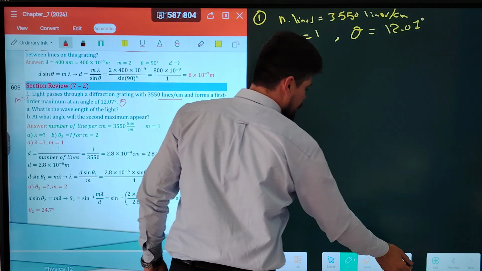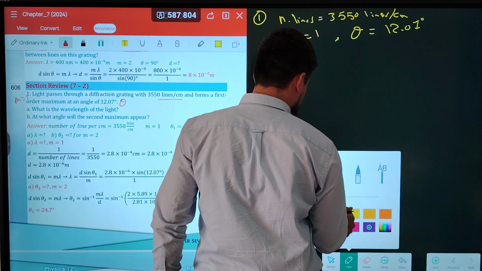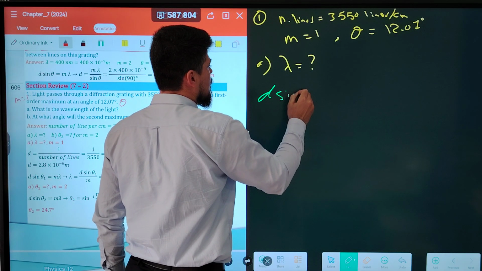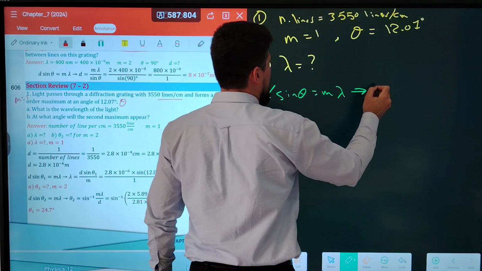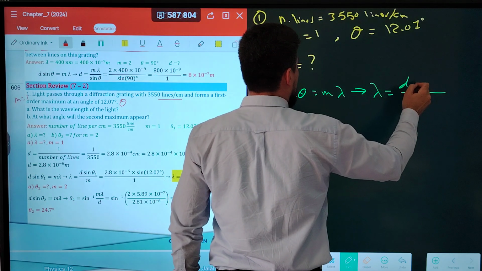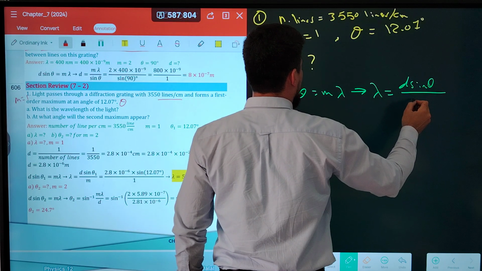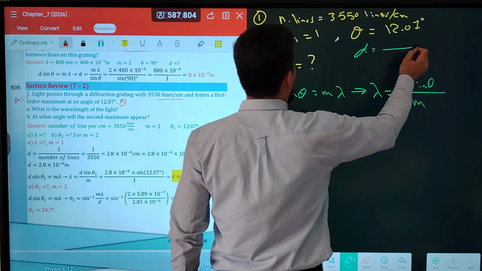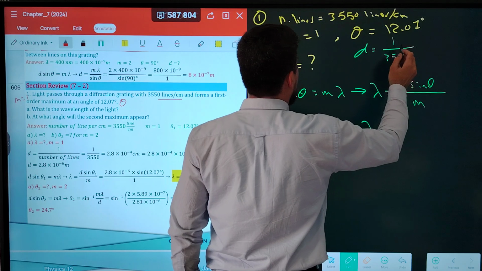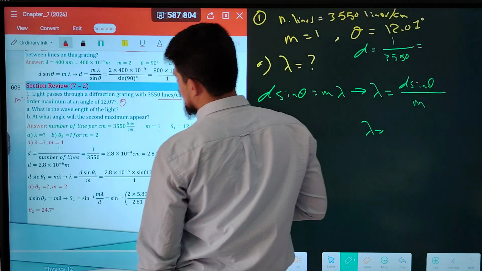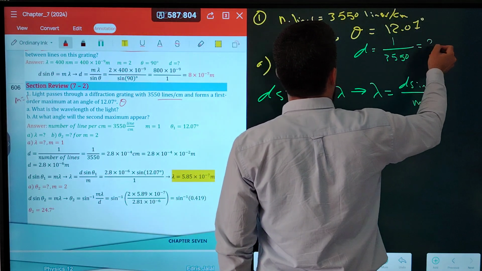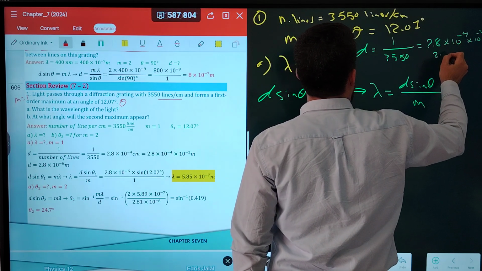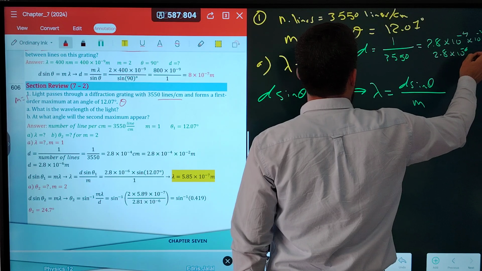Wavelength, guys, look. d sine theta is equal to m lambda. Lambda is equal to what? d sine theta over m. Do we have d? No, but we can find it. d is 1 over 3,550, which is equal to 2.8 times 10 to the power negative 4, times 10 to the power negative 2 to convert to meter. 2.8 times 10 to the power negative 6 meter.